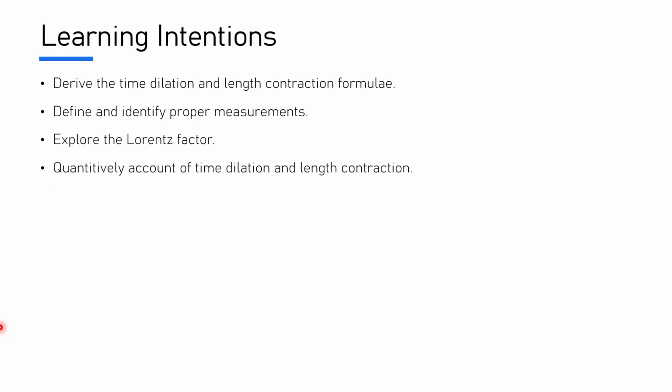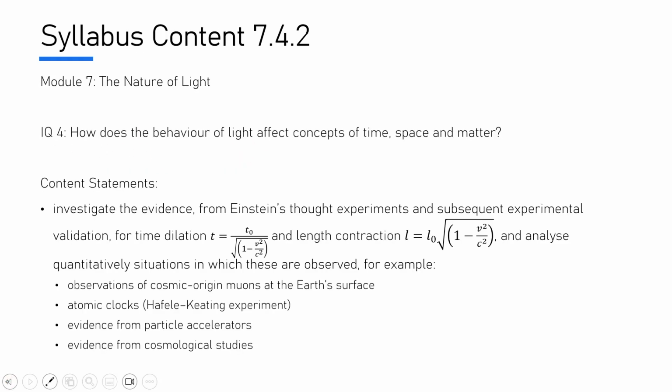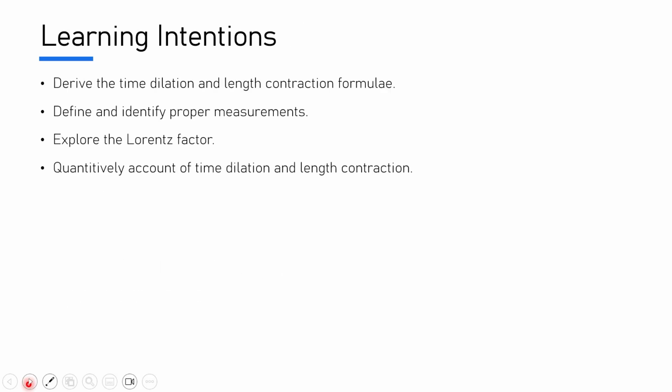So what we'll do first is derive the formula for time dilation and length contraction. We're also going to be talking about the idea of proper measurement, which is a feature of both equations. We'll talk about the Lorentz factor, which is essentially this element of the equation here, the big square root, and work on being able to account for time dilation and length contraction quantitatively.